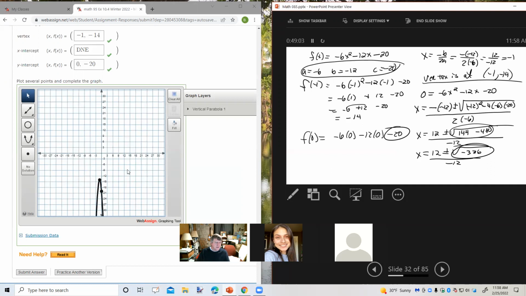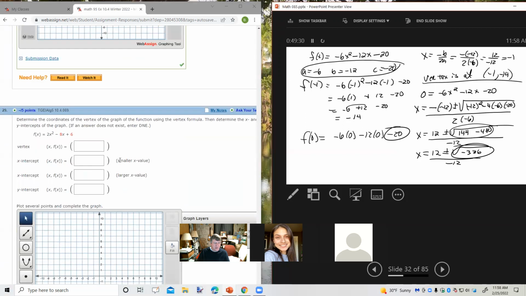Also, I want to point this out. This graph opens downwards. So the vertex is at the maximum. The maximum value of this parabola would be the y value of the vertex, which is -14, okay? It occurs when x is -1. The maximum value is -14.